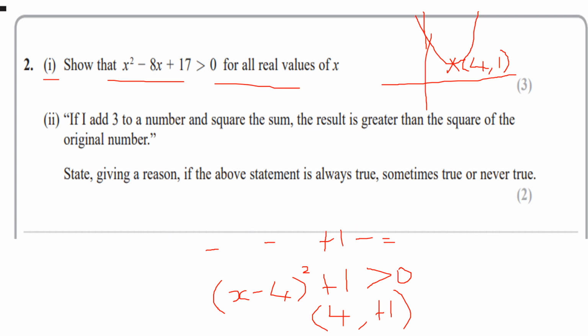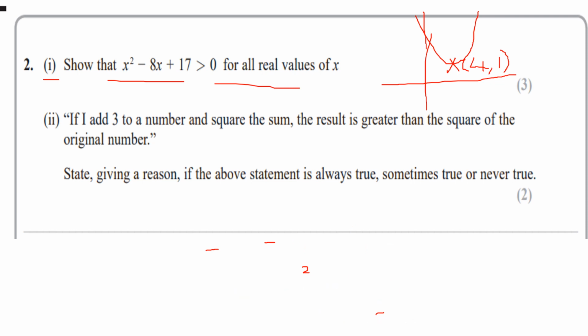Okay. For part ii, if I add 3 to a number and then square the sum, the result is always going to be bigger than the square of the original number. State, giving a reason, if the statement is always true, sometimes true, or never true. So if I have 3 plus x, so my number is x, and I square the sum, is that going to be bigger than the number squared? So in this case x squared, so x is just equal to a number.